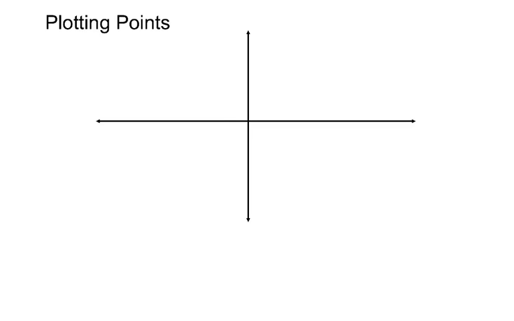Plotting points, we took essentially two number lines. We put one horizontally and one vertically. Where they cross, this is called your origin. This point right here is 0, 0, because it's at 0 on the x-axis and it's at 0 on the y-axis. So anytime we are plotting points, we are counting just like it's a number line.